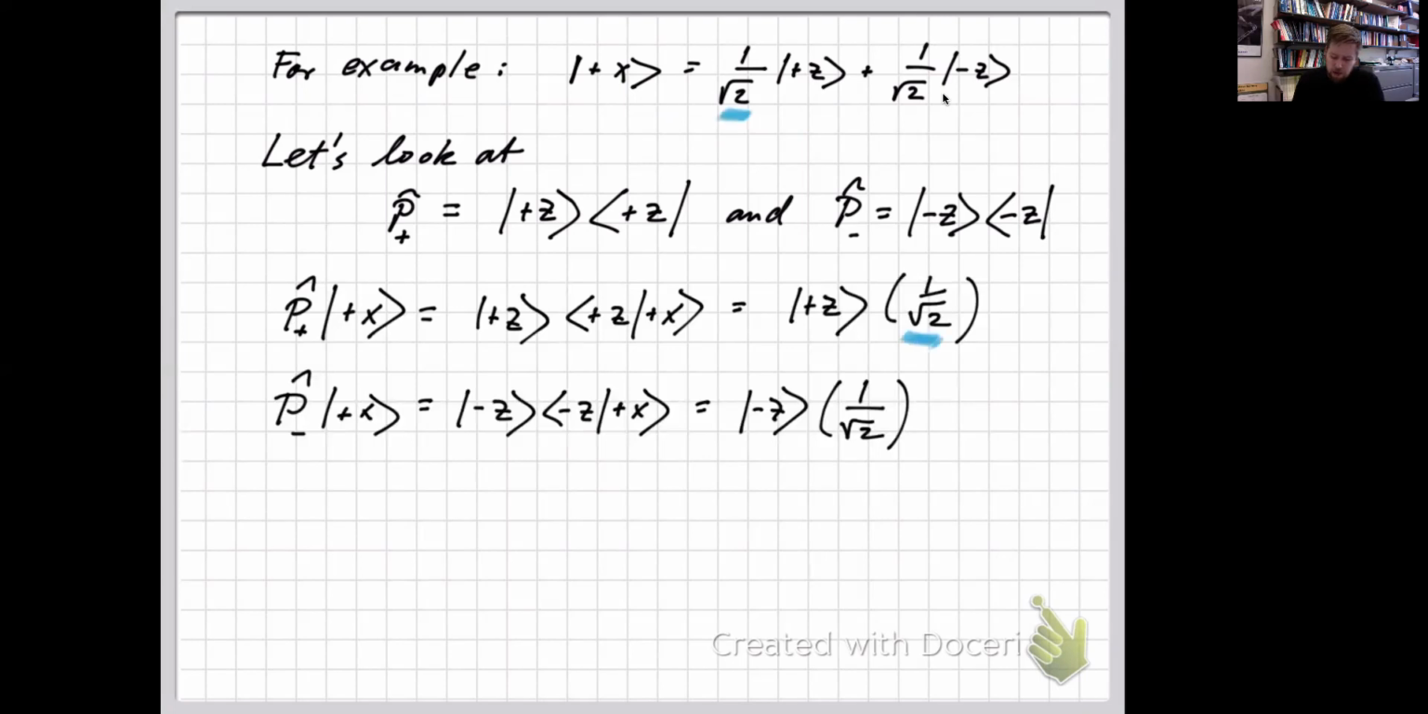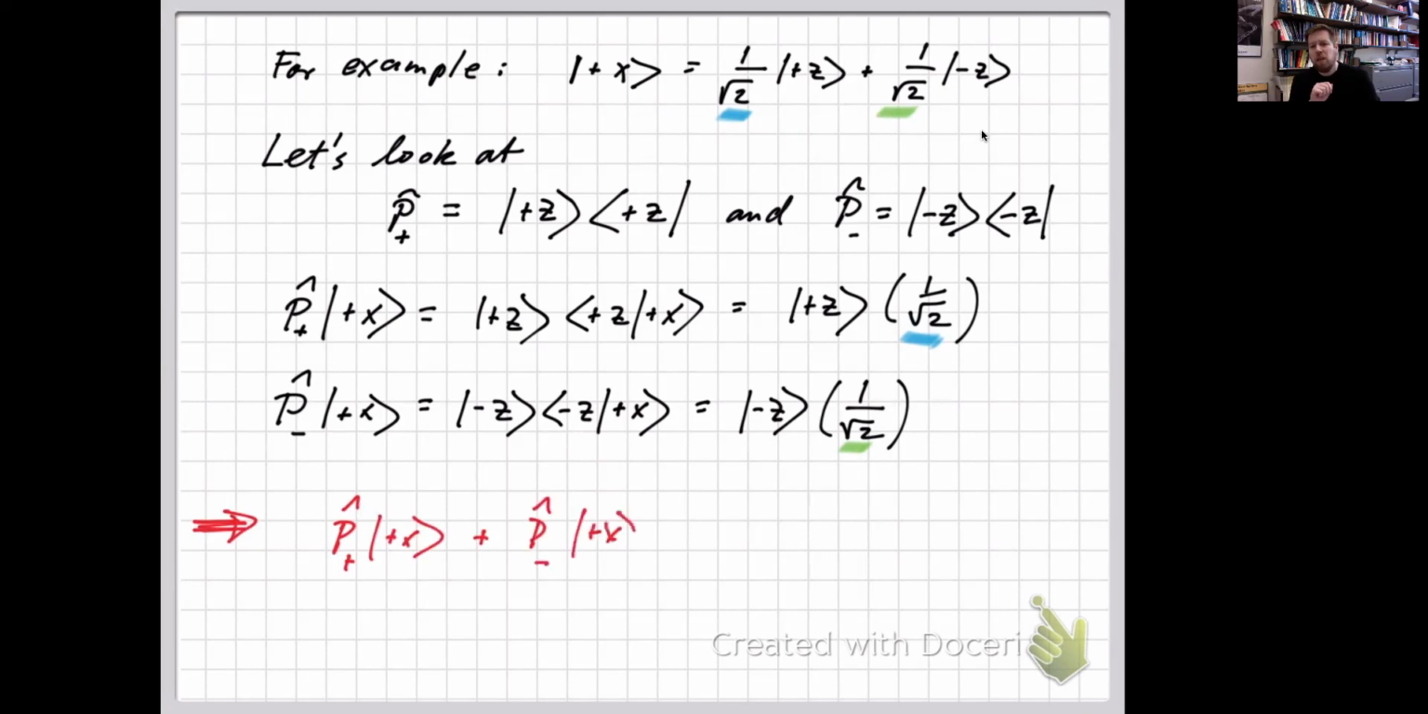And then I can add them. Well, okay, just to remind you, where did these prefactors of 1 over the square root of 2 come from? They are the coefficients multiplying the basis states in my linear combination, right? So this one here is that, and this one here is that. So I'm picking out those coefficients.